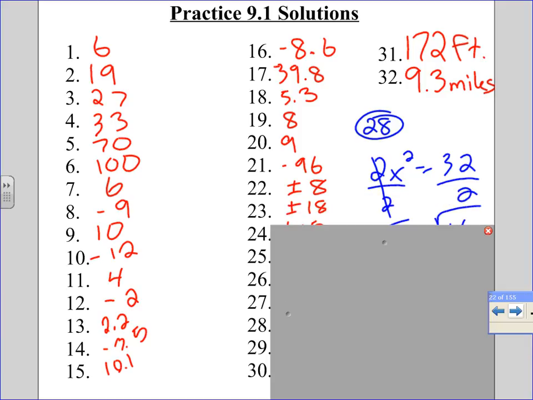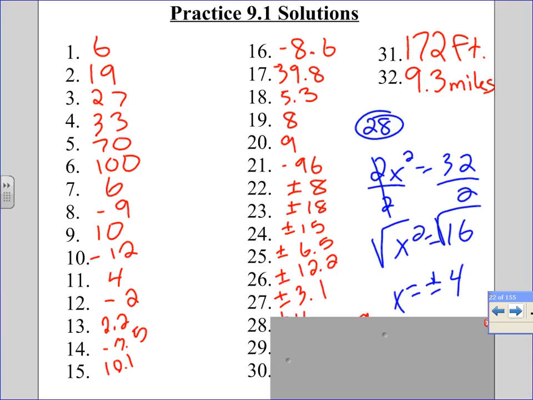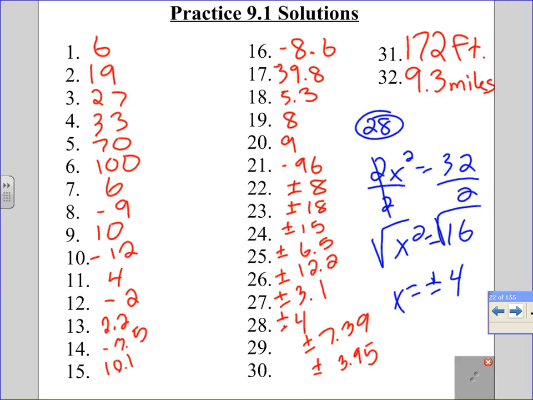23 should be plus or minus 18. 24 plus or minus 15. 25 plus or minus 6.5. 26 plus or minus 12.2. 27 plus or minus 3.1. 28 plus or minus 4. 29 plus or minus 7.39. Jeremy, what's up? Gotta do 30. Good. Good job. 31, 172 feet. 32, 9.3 miles. Okay, before we go to the other homework, questions on this one.